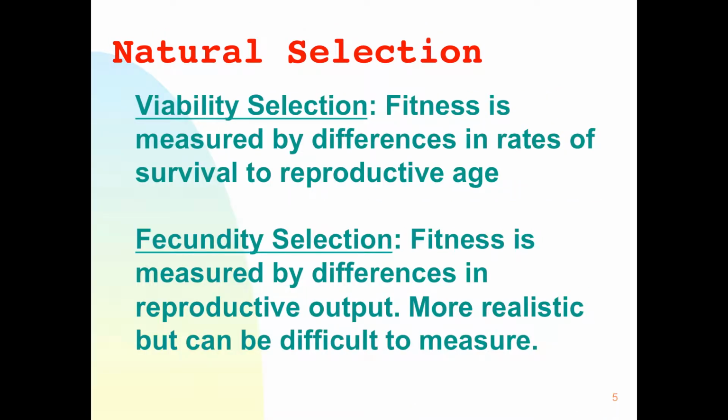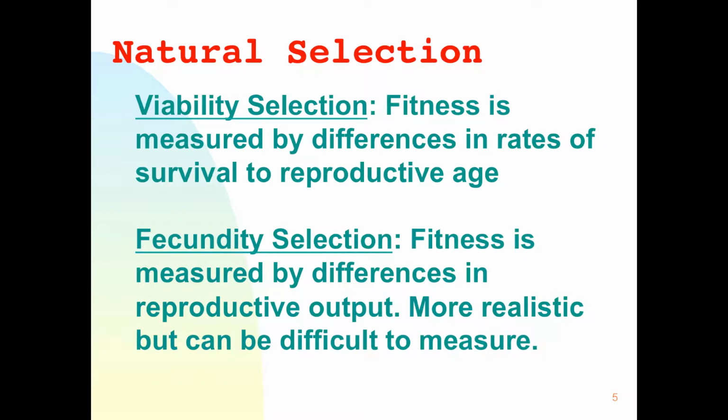When we talk about natural selection, we think of two different types. The first is viability selection, and this is the simplest type of selection, the easiest to measure in the field. This is simply fitness that is measured by differences in rates of survival to reproductive age. So we're not measuring actual reproductive output, we're simply measuring survival.